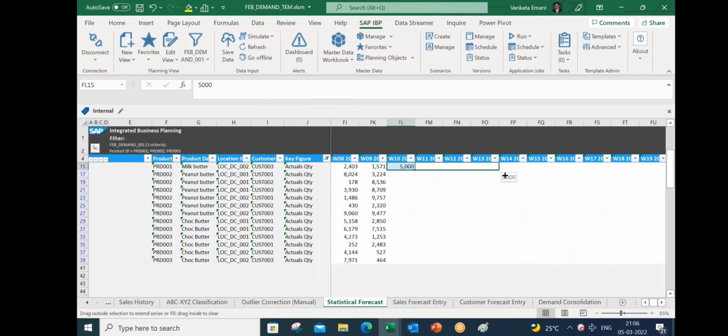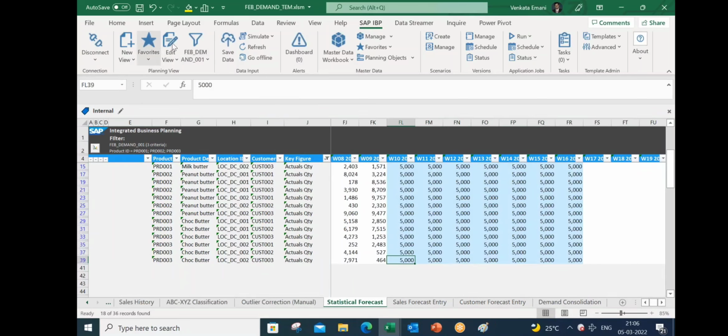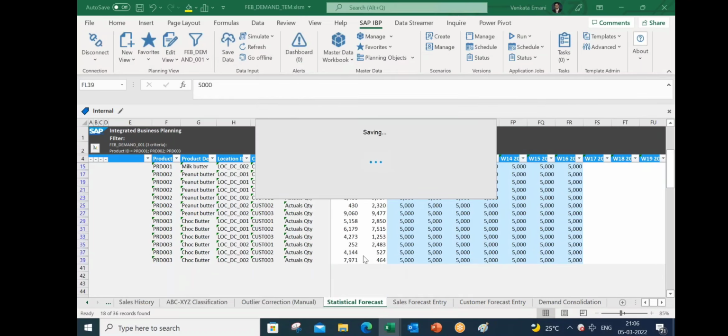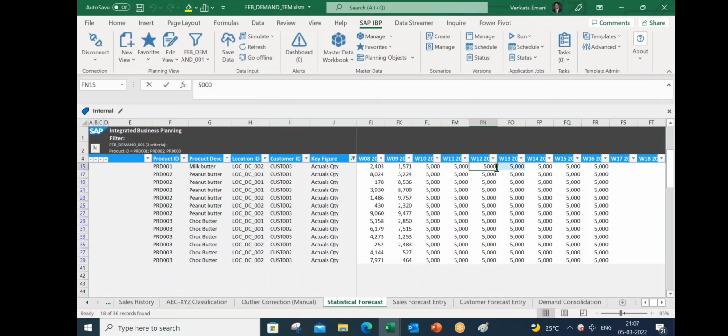Till week 17 we have to get it. Suppose here I give one very huge number so that it will be detected as an outlier.